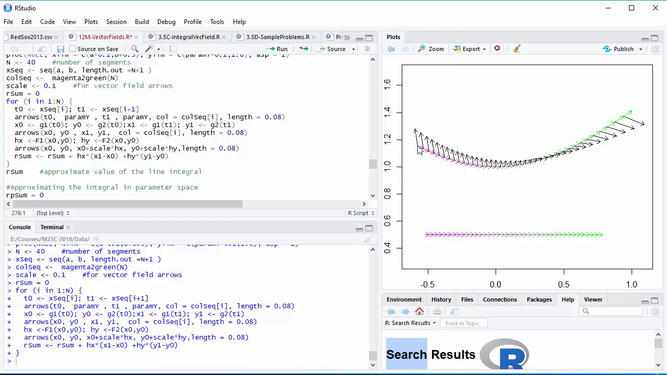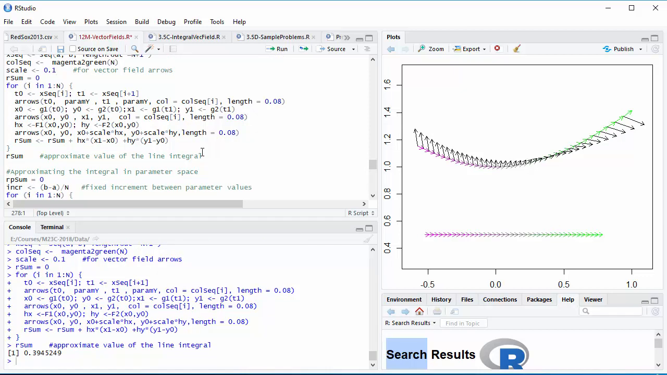At the tail of each piece, I have plotted the vector field, and if I'm trying to calculate the work done by this vector field on a particle that moves along this path, what I need to do for each little bit is take the dot product of the force and the displacement. I've computed that. I add up the results, and I get roughly 0.4. But that's not the way one does this in practice.